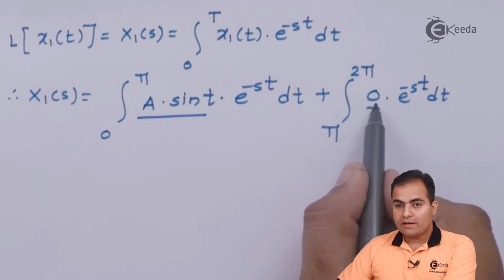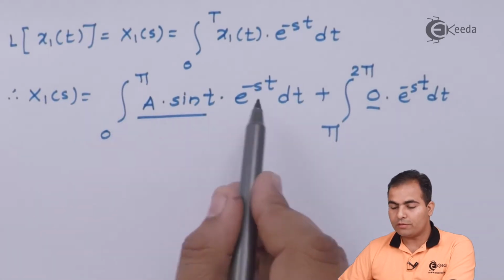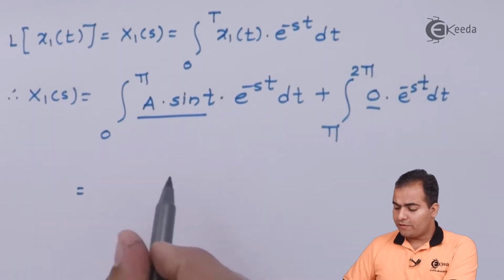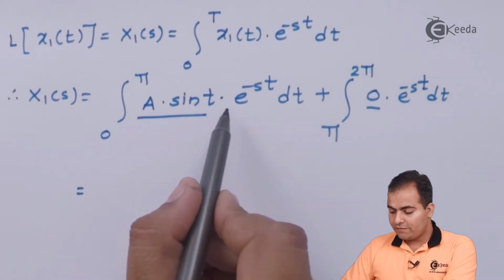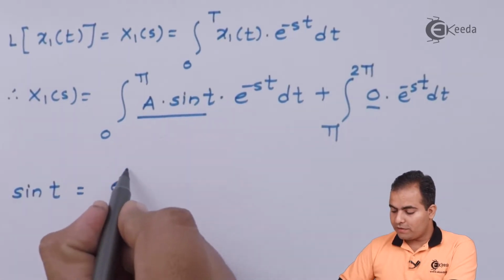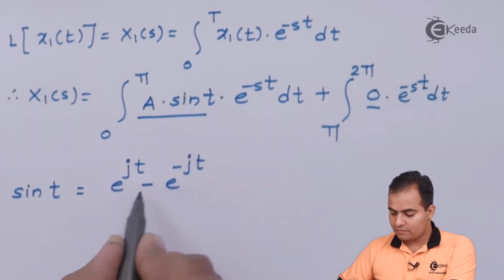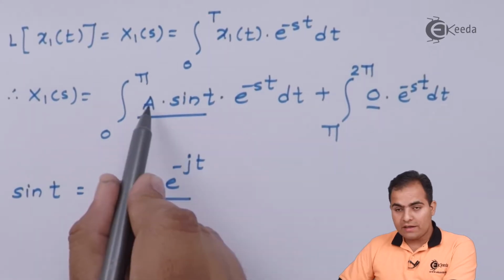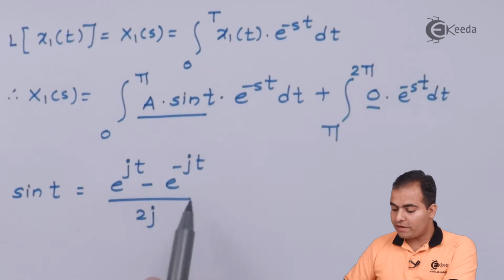Look here, as e to the power minus st is multiplied by 0, the whole part results in 0, so we have to concentrate only on the 0 to pi integration. Now A is a constant, and we can write sine t using the complex formula: sine t is e to the power jt minus e to the power minus jt, whole divided by 2j. A is constant, so I'll take A outside the integration and replace sine t by its formula.